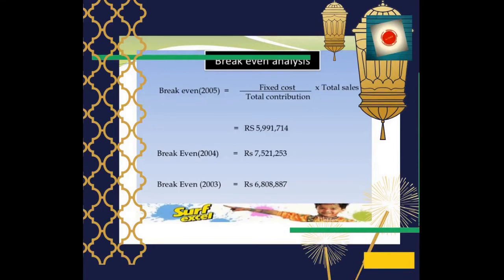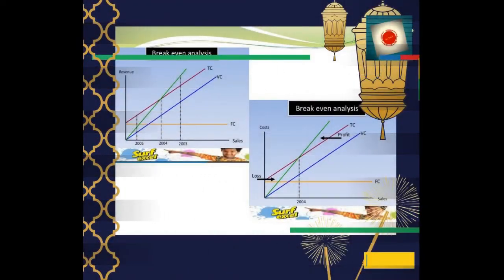Current year's break even: fixed cost divided by total contribution into total sales. So when we input the data into it, we get this 5.9 billion figure, and when we have to do the analysis, looking into the break even of 2004 and 2003 in this case, that means the previous year and then the prevailing year, we can have an analysis of where we are with the output of it. So here we can look at the break-even analysis representation graphically. Sales is on the x-axis and revenue is on the y-axis.